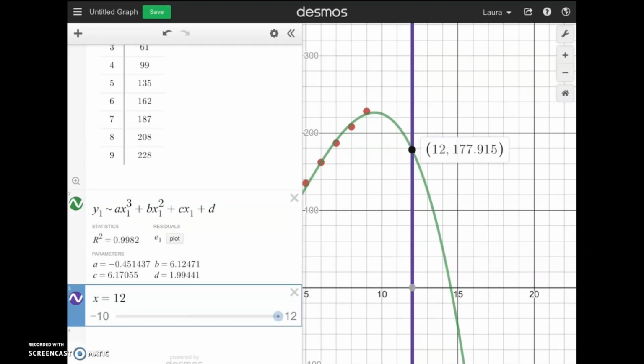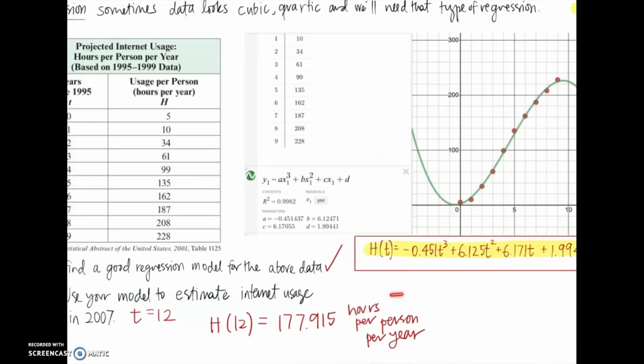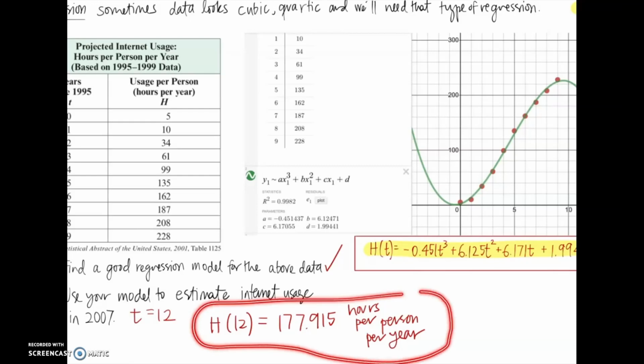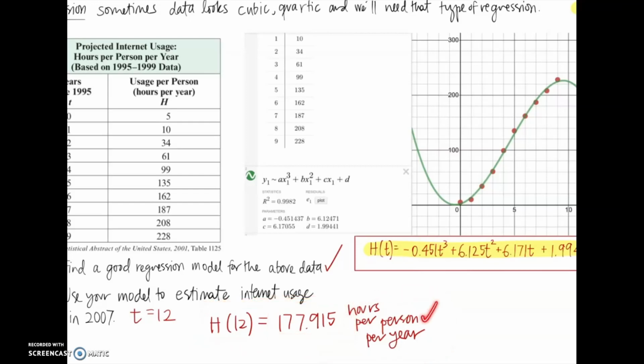And it says that the function is 177.915. So using the model, I found out that in 2007, the model predicts people will be using the internet 177.915 hours, and that's per person per year.